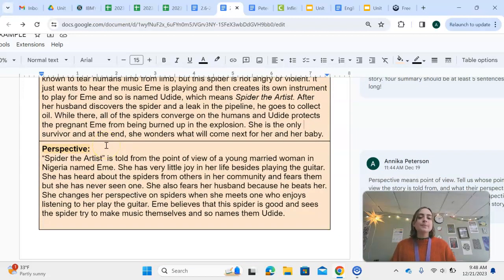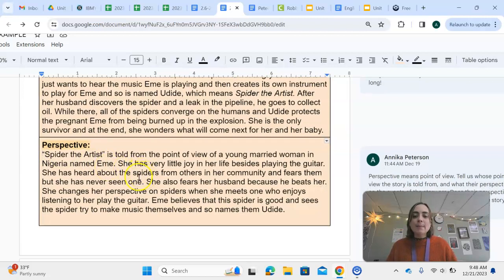Perspective or point of view. Spider the Artist is told from the point of view of a young married woman in Nigeria named Eme. So right away we know whose perspective this story is told from. Something that I want to point out in perspective here is that I talk about how she changes her perspective over the course of the story. At the beginning of the story, Eme's perspective is that the spider zombies are all evil and bad and dangerous, right? But then she ends up meeting one of the spider zombies and they bond over music, and she really changes her perspective that the spider zombies can actually be good, right? So this is an important thing to point out for perspective.